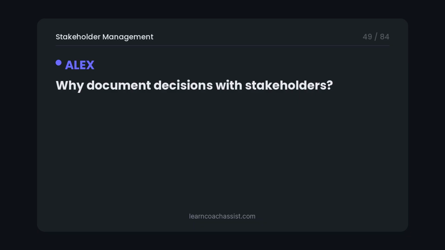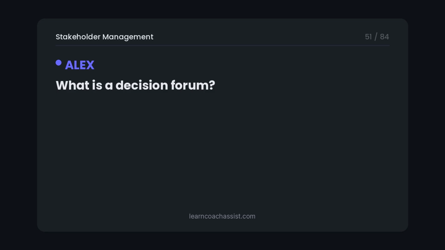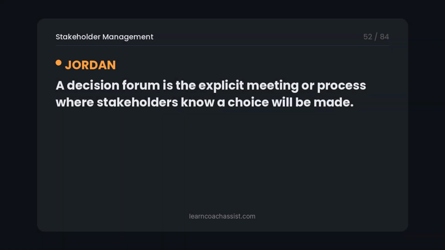Why document decisions with stakeholders? Documentation creates a shared record and reduces later disagreement about what was actually agreed. What is a decision forum? A decision forum is the explicit meeting or process where stakeholders know a choice will be made.